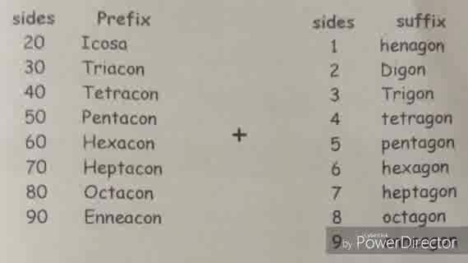In naming, we have the prefixes: icosa for 20, 30 is triacont, 40 is tetracont, 50 is pentacont, 60 is hexacont, 70 is heptacont, 80 is octacont. Besides these, 1 to 9 have suffix names: 1 is henagon, 2 is digon, 3 is trigon, 4 is tetragon, 5 is pentagon, 6 is hexagon, 7 is heptagon, 8 is octagon, and 9 is enneagon.